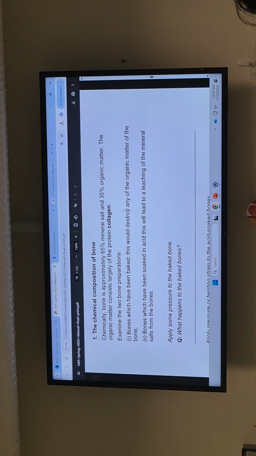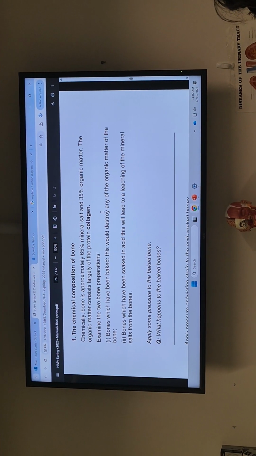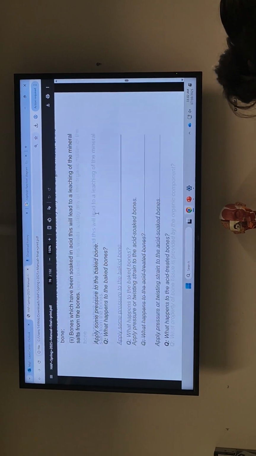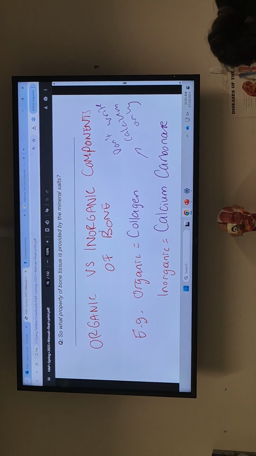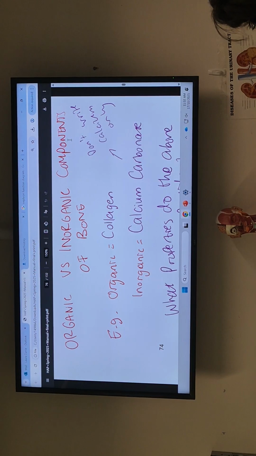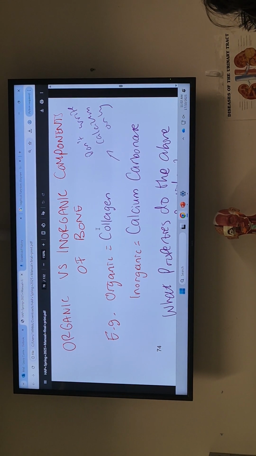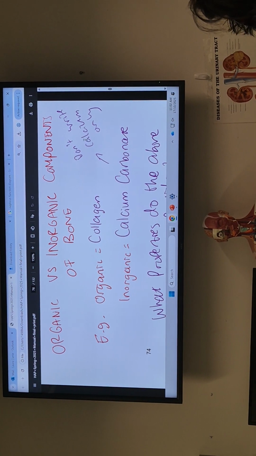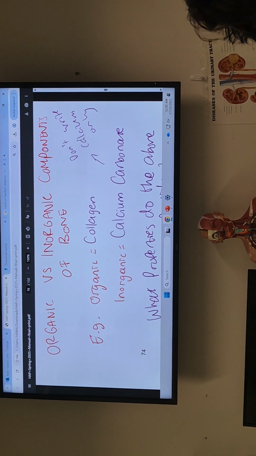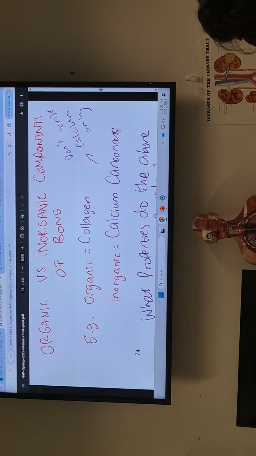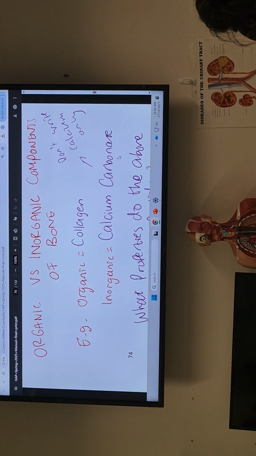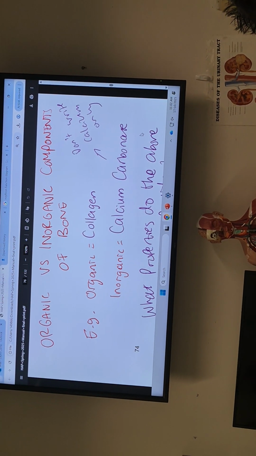So the first important one is the chemical composition of bone. This has been asked a lot in the past. What you need to know is the organic versus inorganic components of bone. The organic one would be your collagen, the inorganic one would be your calcium carbonate, and make sure that you don't just write calcium because that will be incorrect. You have to specify that it is calcium carbonate, or you could also write hydroxyapatite, but this is probably the easier one to remember.